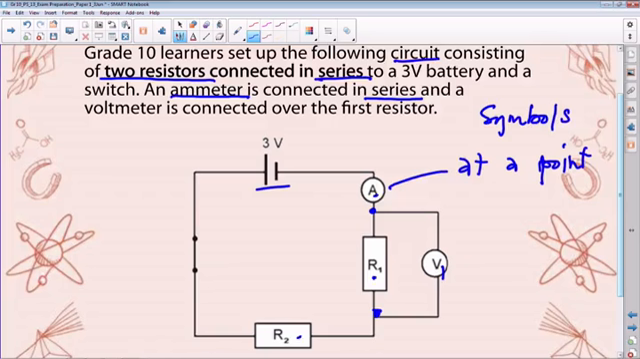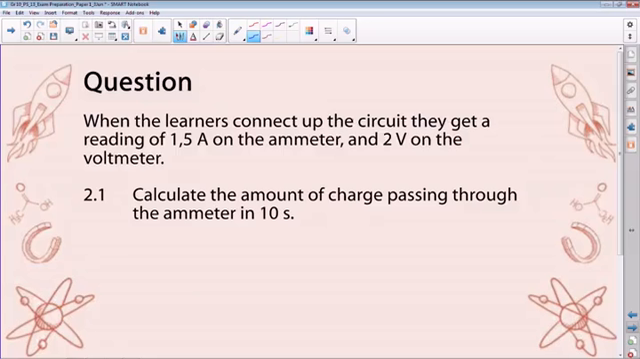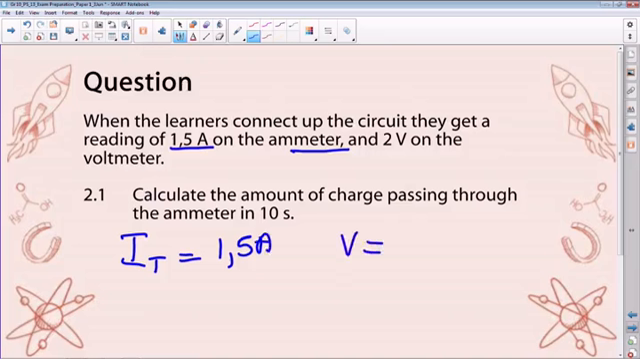Right, let's go further and check what it says. When the learners connect the circuit, they get a reading of 1,5 amperes. So this 1,5 amperes is the one on the ammeter. We can think of the total current as 1,5 amperes, while the voltage from the source is 3 volts, right? So this is V total from the source, which is the cell in this case, not a battery, because it consists of one cell, right?